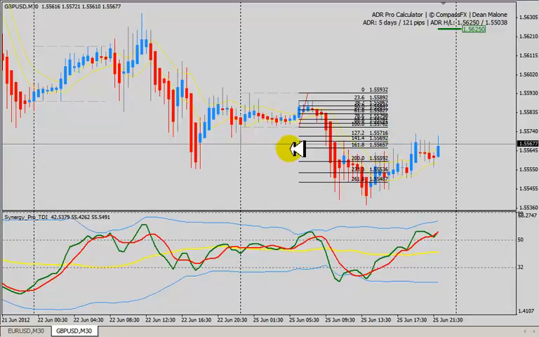Oftentimes, the tighter this is, the more chance that it will reach the 200 to the 261.8. The larger this is, the chance for it to just simply go to the 127.2 towards the 161.8. Again, the idea is to look for the Asian session high to low to be below 50% of the average daily range, even better if it is 20 to 30% of the average daily range.